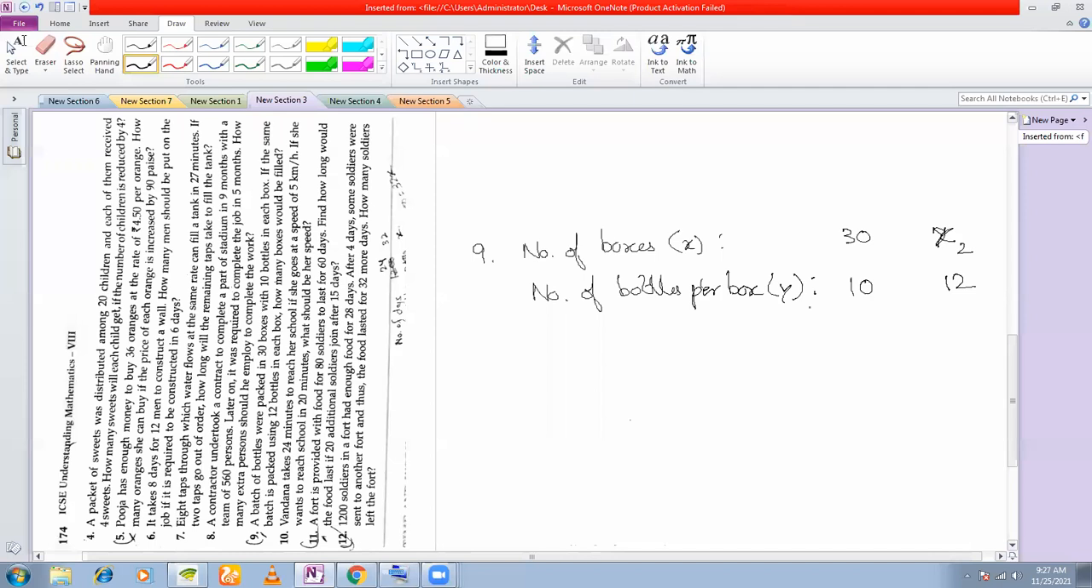First of all, we determine whether these two quantities are in direct or inverse variation. 30 boxes required for 10 bottles, number of bottles per box is 10. Now if you have 12 bottles per box, you are cramming in more bottles in the box. So will you require more boxes or less boxes? Less boxes. You are increasing the number of bottles from 10 to 12 in the box, then obviously you'll require less boxes, right? So from 10 to 12, this is becoming more, and here this is becoming less. So here what do we say? Here X and Y are in inverse variation.